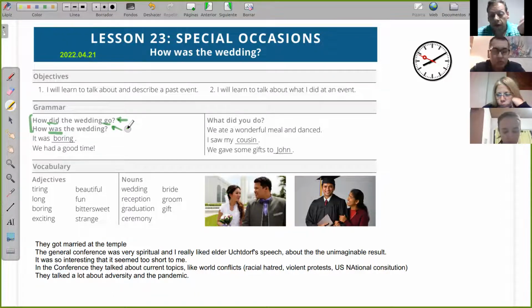And of course, we can talk about past events or actions by adding any verb. No? We can do a lot of things in a party or wedding or whatever. We have some examples here.